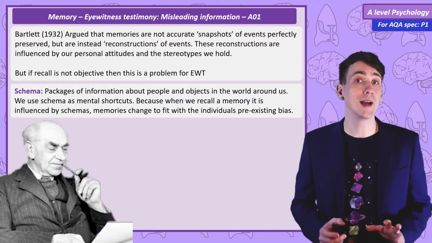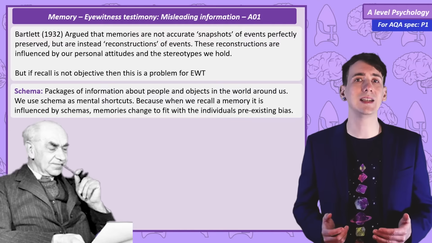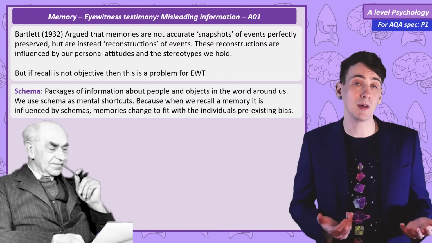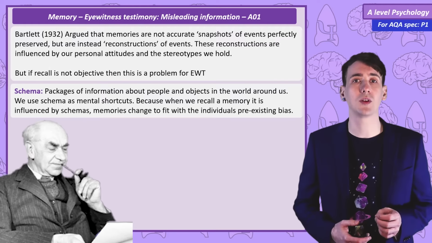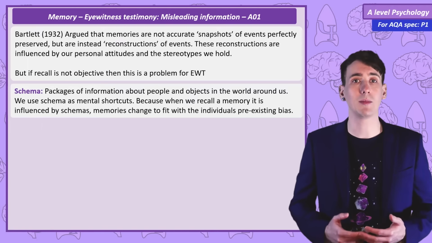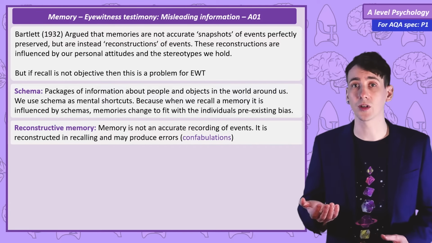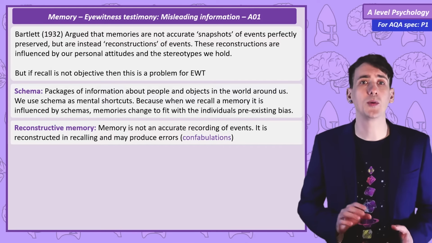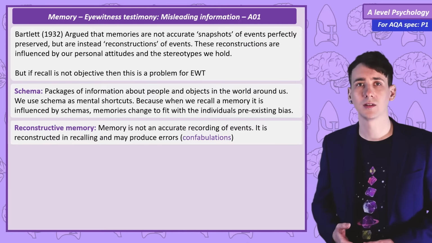Now, schemas are a really important part of psychology and come up again and again in this course. For a more detailed explanation of schemas, jump over to my cognitive psychology video, maybe after this one. When applied to memory though, we could say that schemas reflect our attitudes and stereotypes, and we use schemas to construct our memories. So this is a problem for eyewitness testimony. If memory is reconstructive, then it's not accurate. In its reconstruction, it's changed, and will produce errors, false memories that Bartlett called confabulations.